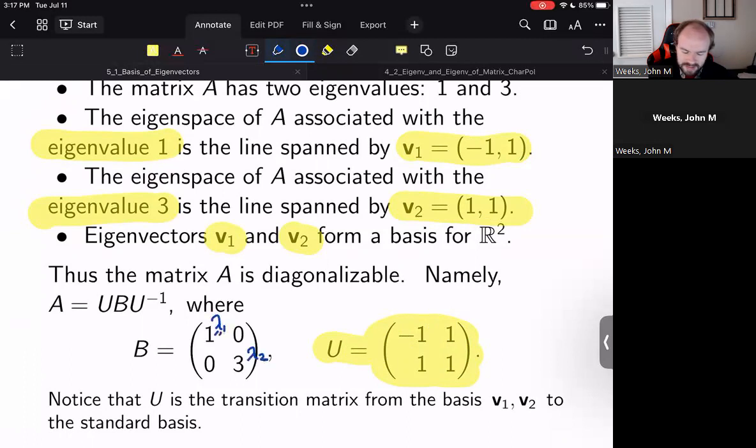This is lambda 1, this is lambda 2, and then this vector here, this is V1 and V2. And then once we go through and calculate, we can see that A is indeed U B U inverse. Once we calculate all of that, we see that A and B are similar matrices. B is diagonal, and A is the matrix of our operator that we're working with, namely the 2, 1, 1, 2 that we saw previously.